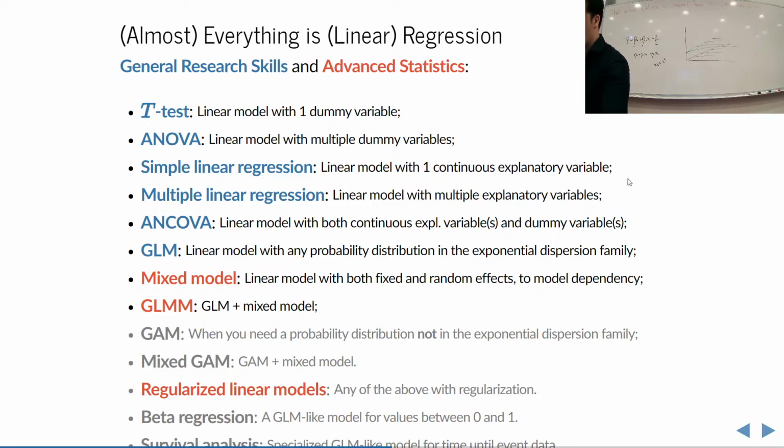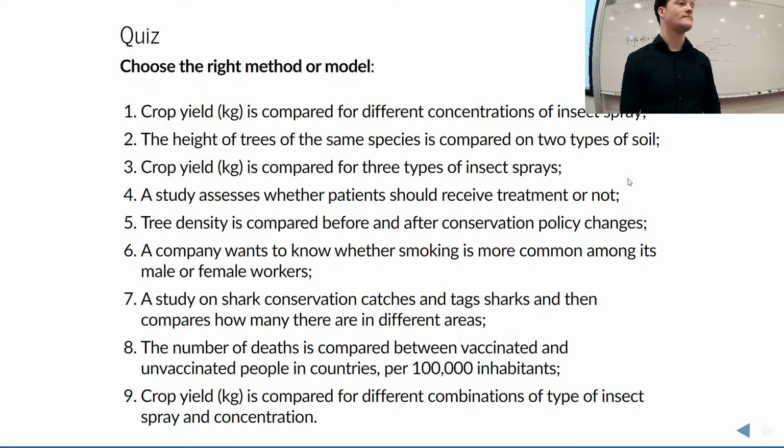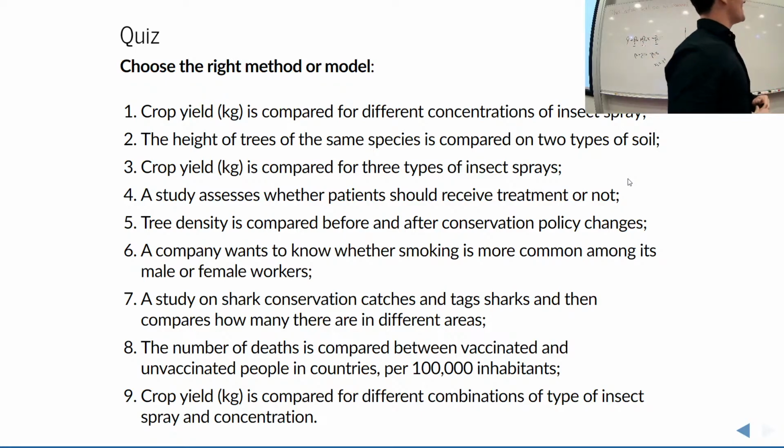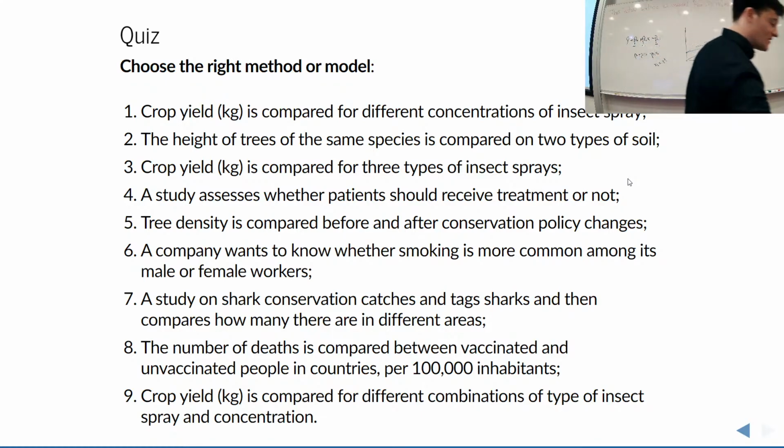So, anyone have an idea for any of these, how you could model that? Yes? Linear regression. Okay, good guess, because most things are linear regressions. She says it's probably linear regression, always a nice answer, but for number 1 specifically, the crop yield in kilograms is compared for different concentrations of insect spray. Well, if I try to draw this study, it would look like this.